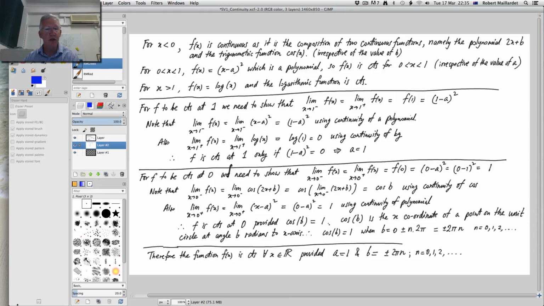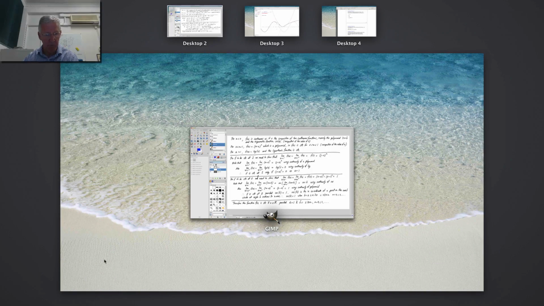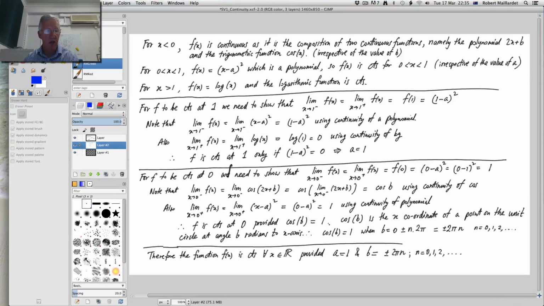And then strictly between 0 and 1, the function is equal to this parabola, which is a polynomial, and so it's continuous for all values strictly between 0 and 1, and the value of a does not affect that. For x strictly greater than 1, it's the logarithm function, and the logarithm function is continuous. We're quoting the result from the lecture slides.